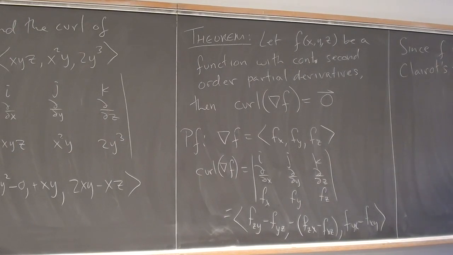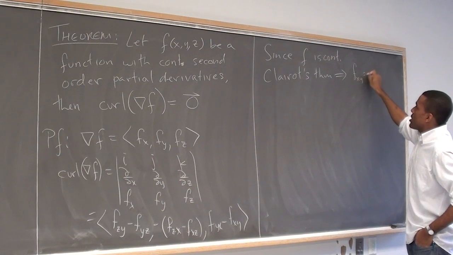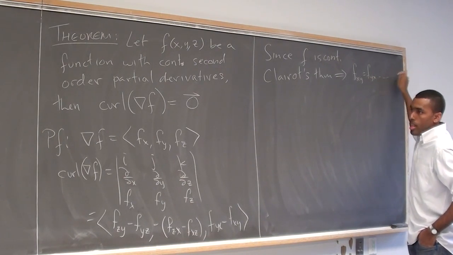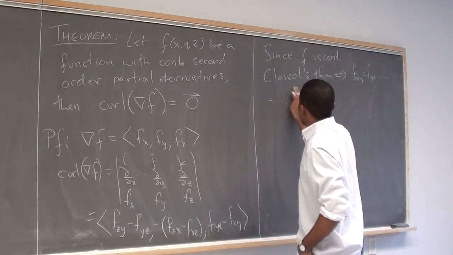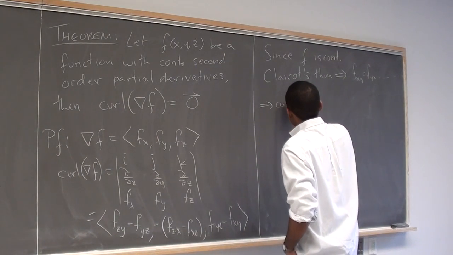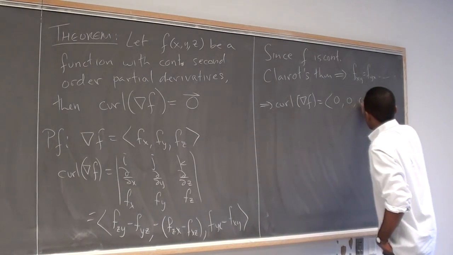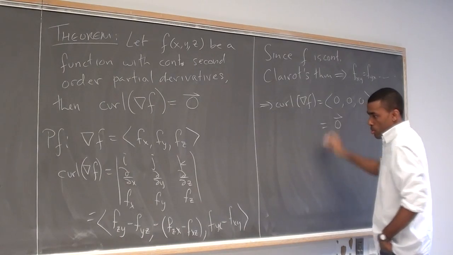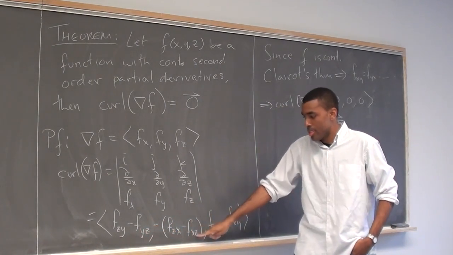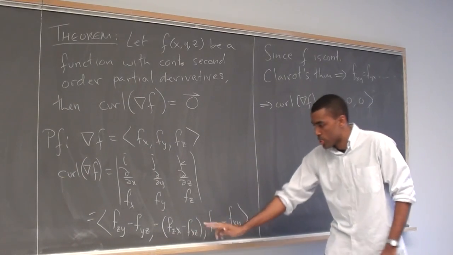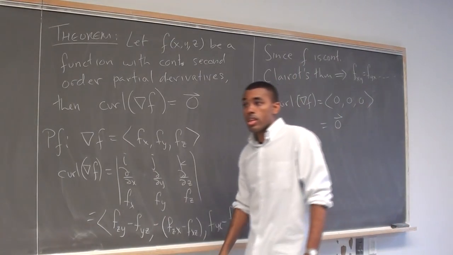We don't call it Clairaut's. That if you have f of xy, it's equal to f of yx, etc. So these guys are actually the same thing. And so you end up with the curl of the gradient is actually equal to 0, 0, 0, which is the zero vector, right? So f of zy is equal to f of yz, f of zx is equal to f of xz, etc. You can switch the order of partials once your function is continuous. That's by Clairaut's theorem.